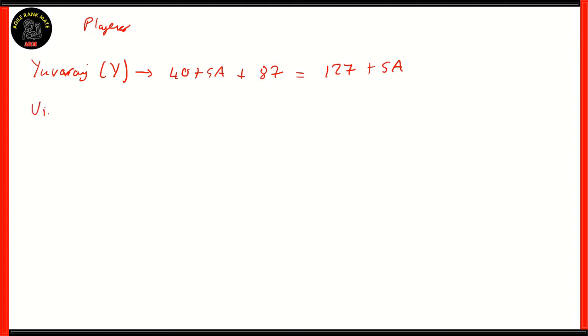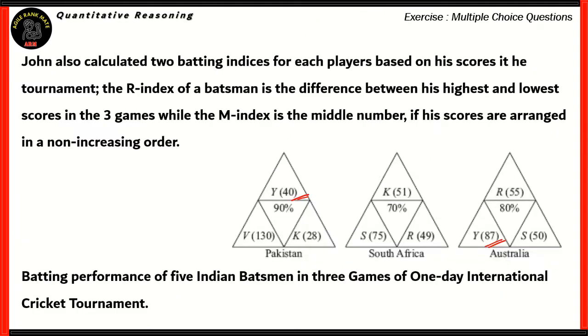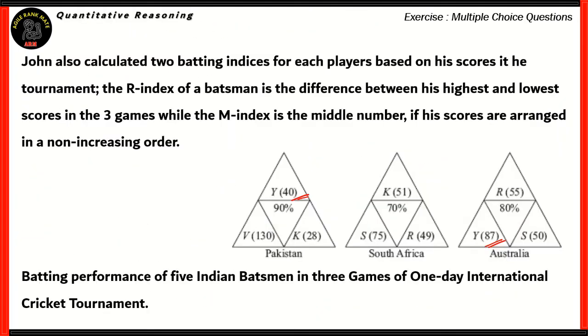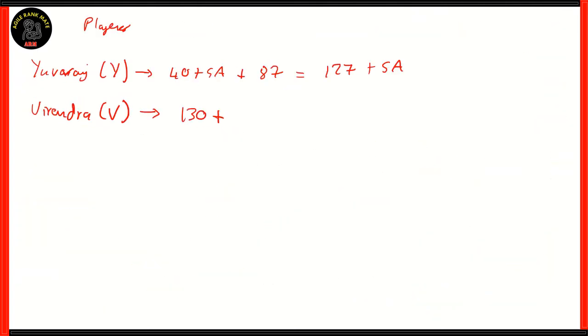Next we have Virendra, represented as V. Now Virendra scored a massive total of 130 in his first match, but then he wasn't present in the top scores of the other two matches. So we can assume that he had scored something against South Africa and something against Australia. So therefore we're going to write them as placeholders. So SA plus AUS. So 130 plus South Africa plus Australia is the total score of Virendra.